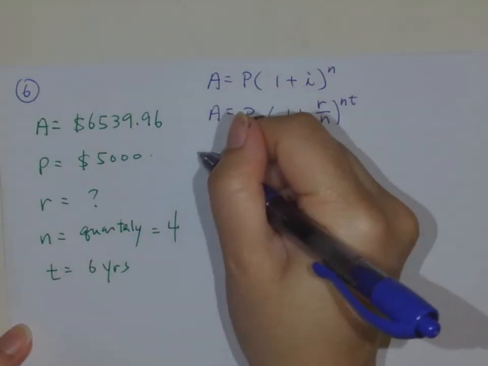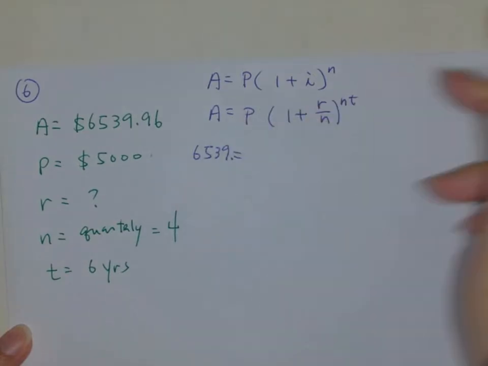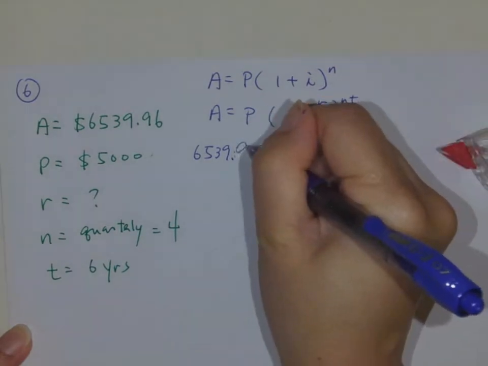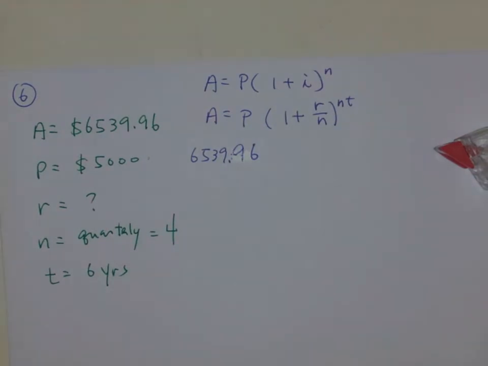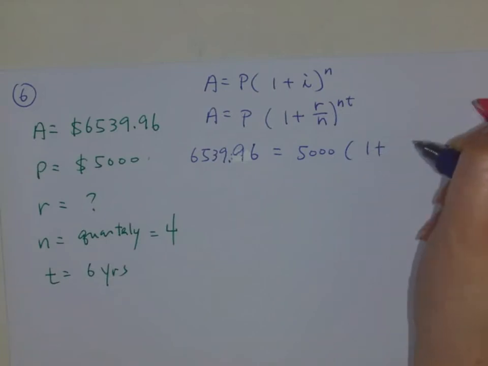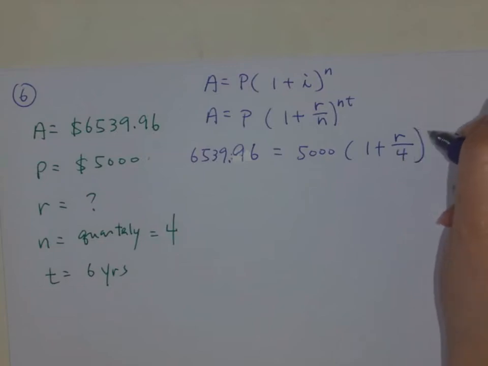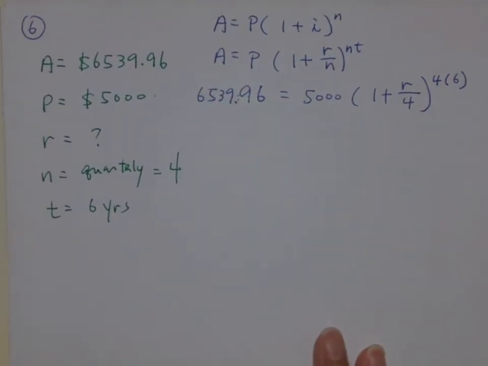So this information we can plug into the formula. This would be 6,539.96 equal to P, which is 5,000, times 1 plus, we don't know r, over n, which is 4, raised to 4 times 6 years. So we plug it in and we need to solve for r, right?